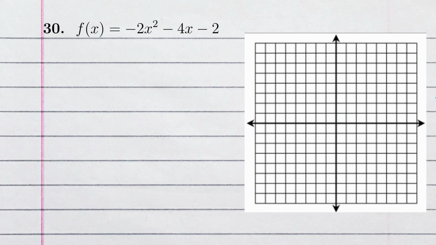Number 30, we're going to do the same process. So we identify our A is negative 2, our B is negative 4. So when we try to find our H, that's negative B divided by 2A, and our K, where we plug it in.